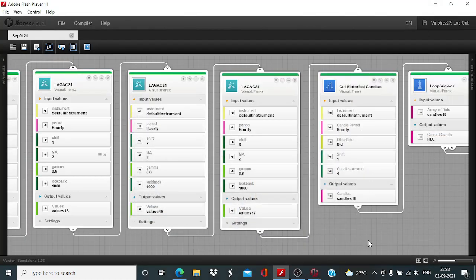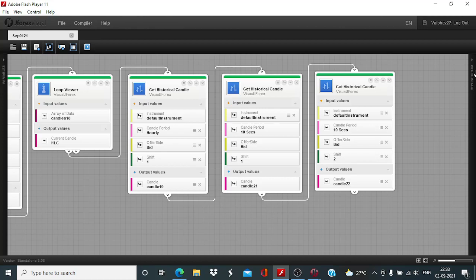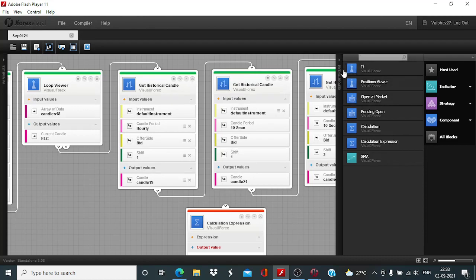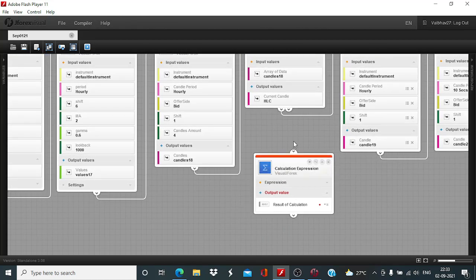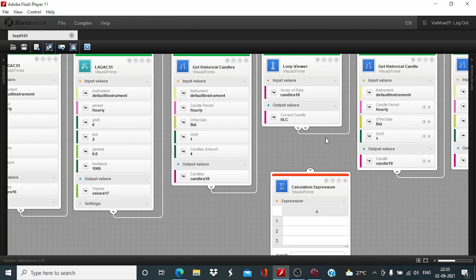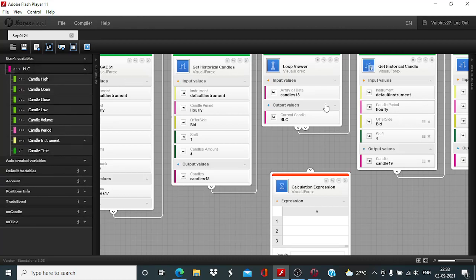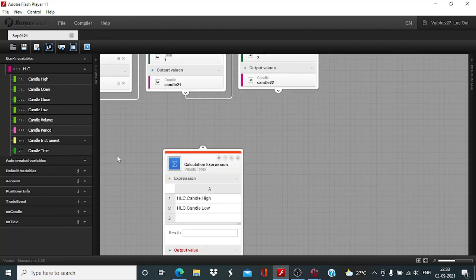So now let us head to the Visual JForex board. We will start the addition in setup using the calculation expression block. First I will calculate the actual difference between the highest and the lowest value over the last 4 hours. So for that we have to take HLC, which is the area of data. From it we will have to retrieve the variable, which we can do from here. All the variables created for this area of data are listed here and you can take help of it. We need HLC candle high and deduct the HLC candle low from it. So we get the actual difference, whatever is the difference.